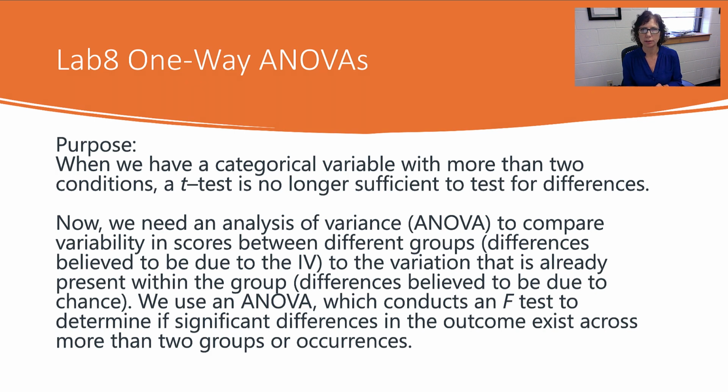And in Lab 8, we're working with One Way ANOVAs. This is when our categorical predictor has now more than two conditions. So a t-test is no longer going to be sufficient to look at differences between groups. Instead, we use an analysis of variance, or an ANOVA, and because we only have one predictor, it's called a one-way ANOVA. It conducts an F-test to determine if the differences between these groups are significant and where the differences are happening between which levels of the categorical variable.